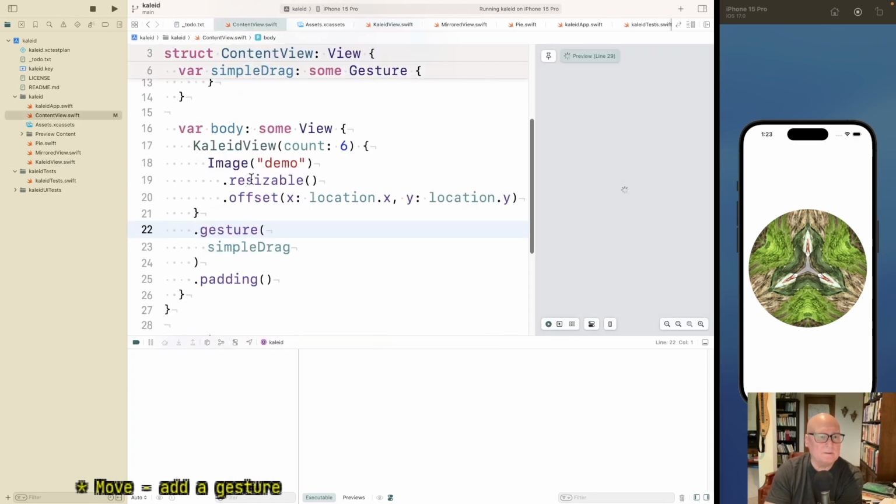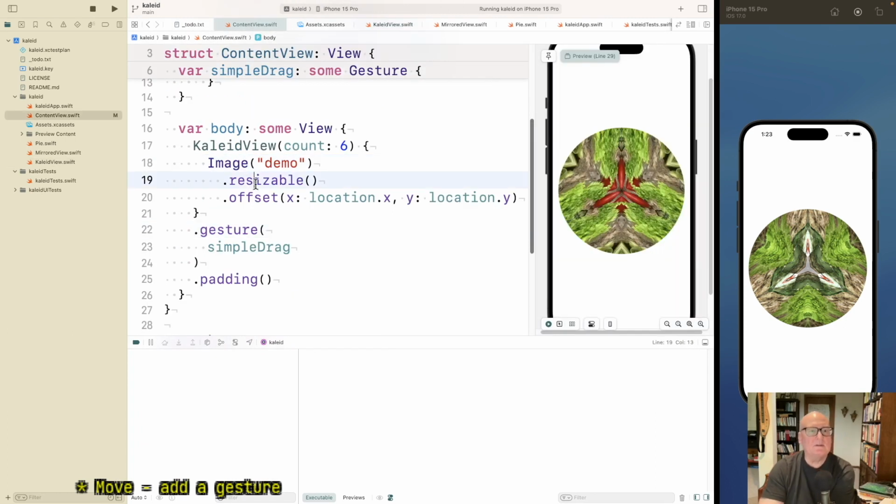Content view. Image. Okay, yeah, so the image resizable. Like, where's that image going, right? I mean, image resizable says take my image and stretch it out all over the place, across the whole view. And then we're chopping out a piece from it.